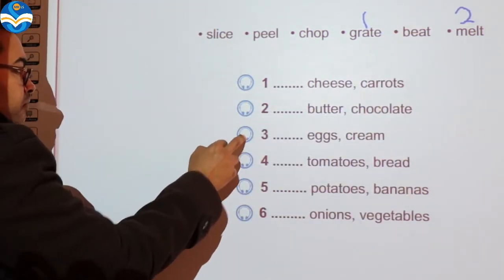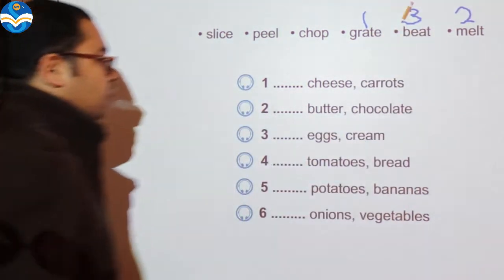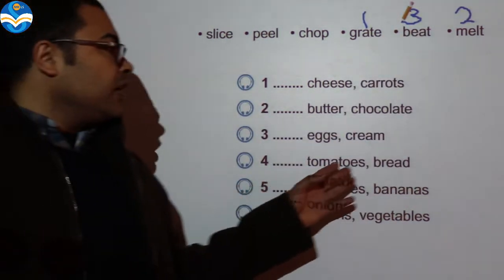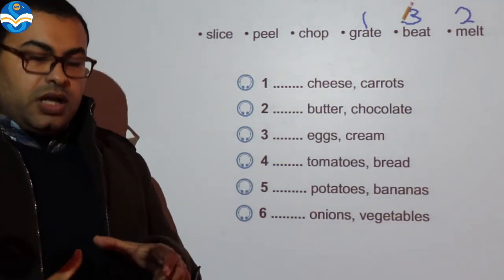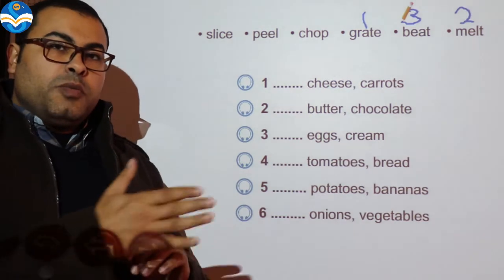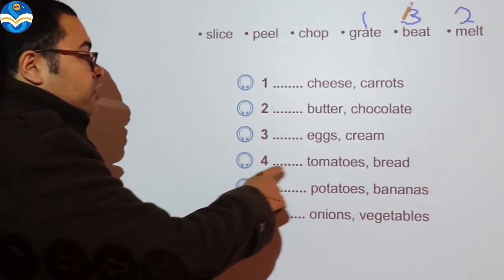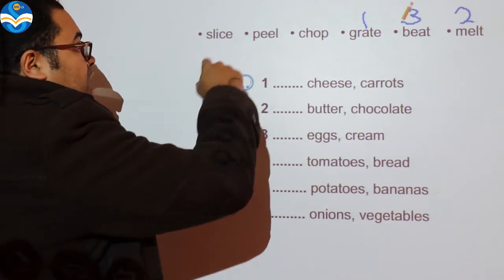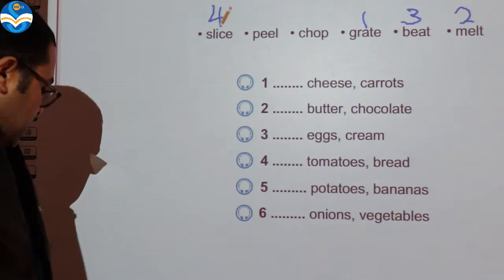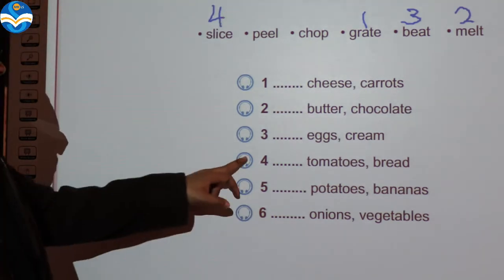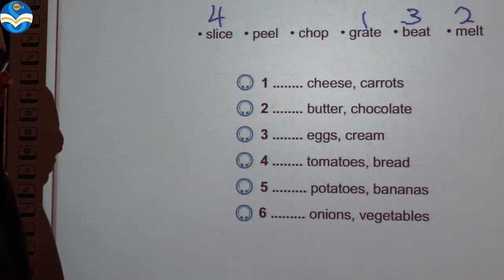Let's listen to them. Tomato and bread. We make circles of tomato or large pieces of bread by slicing them. So we are going to use tomatoes and bread with slice. The number 4. Let's listen to it.